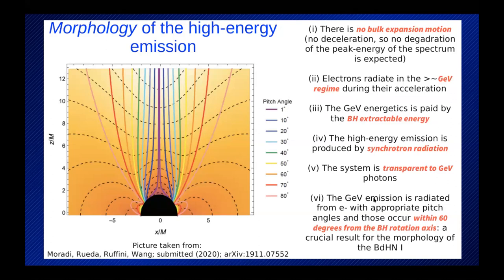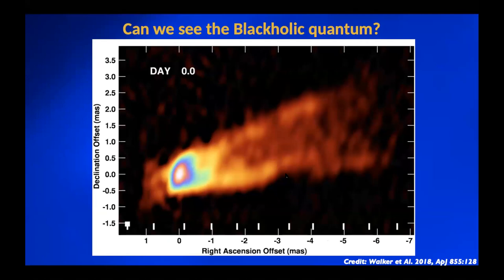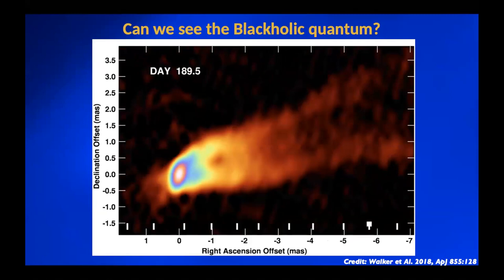The GeV emission is radiated, and what is very important, not homogeneously, but within a 60 degree angle from the black hole rotation axis. We finally have the dream of having this jet of the order of 60 degrees, seen with the corresponding constitutive equation and the energy emission from the black hole. But can we see a black hole quantum?